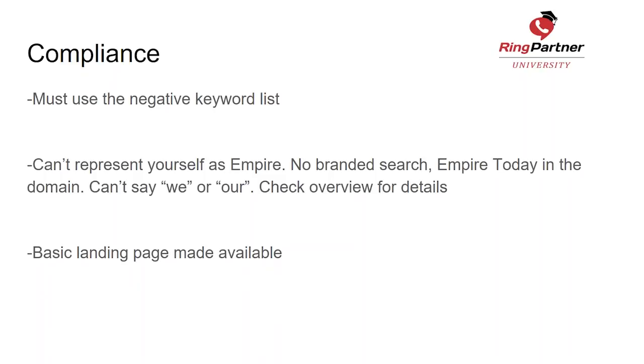Check the campaign overview for a little bit more details. But you can say how great Empire is, call into Empire. Don't say us. Don't say we. Don't bid on Empire. Don't pretend you're Empire. It's not going to work. Trust me. We have a basic landing page that's available in the campaign overview, so you're definitely going to want to check that out. And that is about it. That's how you're going to get approved.